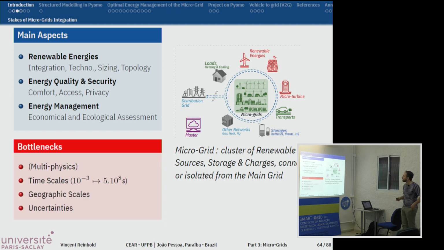The main problems of studying the microgrids are here. The first is that this is multi-physics, and not only physics actually, because I'm talking about economy, ecology, social, technical aspects. So it's a multi-physics problem.